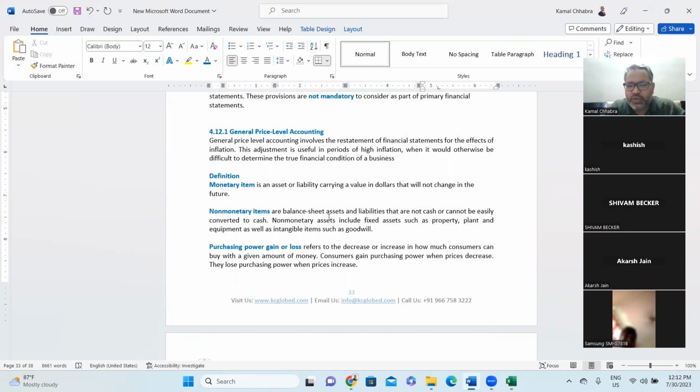There are a few definitions which you need to keep in mind. First one is monetary item. What is a monetary item? Any idea? Any idea what is a monetary item?